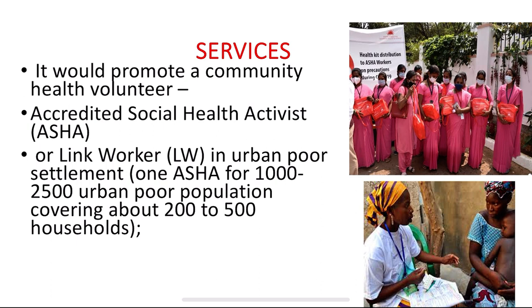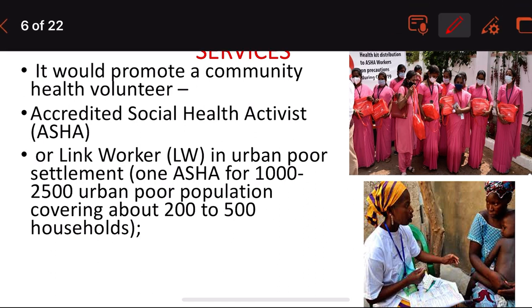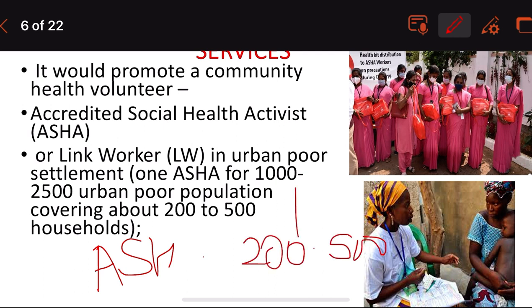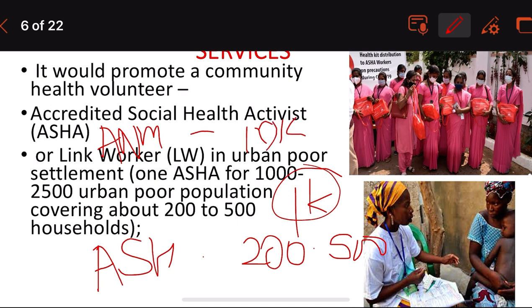We also have the link workers in the urban poor settlements. So in the slums we have these link workers or the ASHA workers, where one ASHA is for 1000 to 2000 urban poor population, covering about 200 to 500 households. We have studied this earlier. Then we studied that the auxiliary nurse midwife will cover about 10,000 population, and the medical officer about 50,000 population.